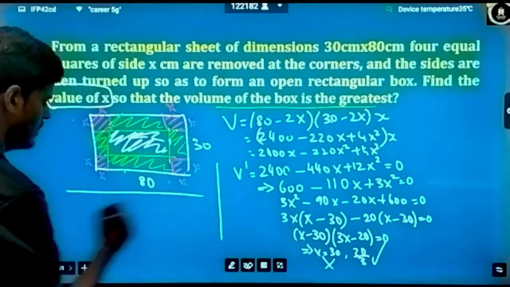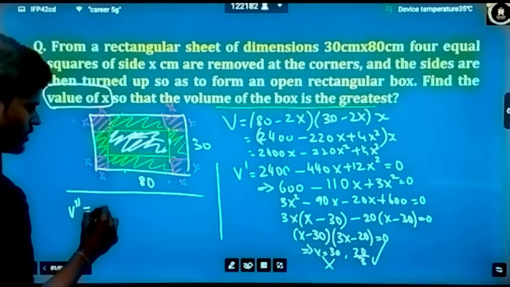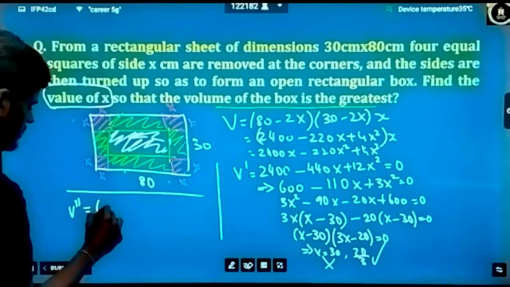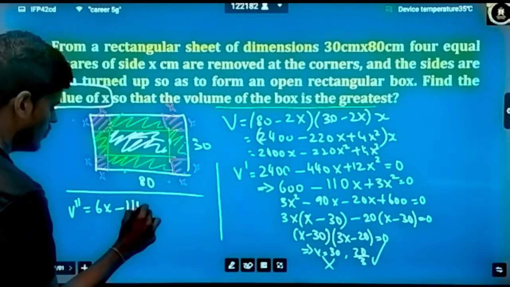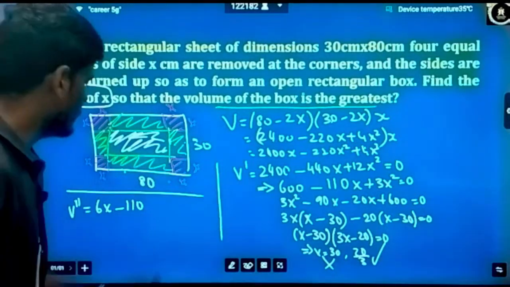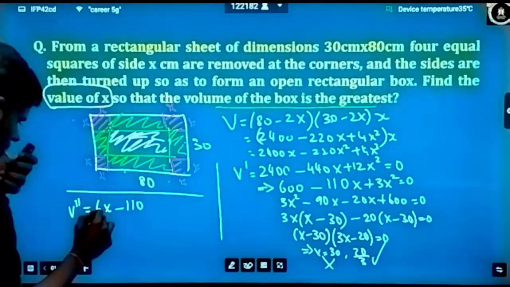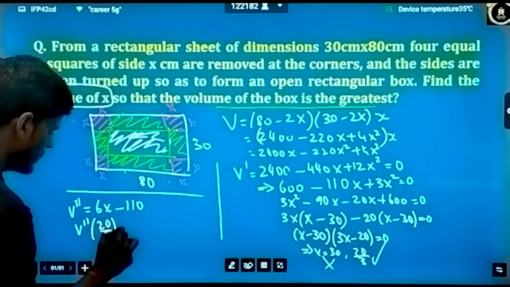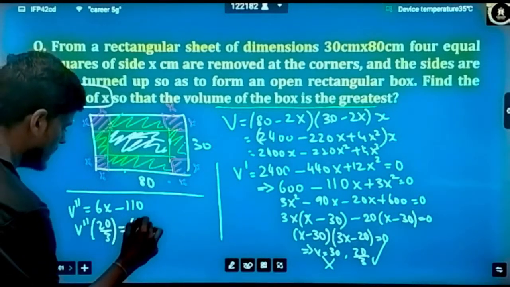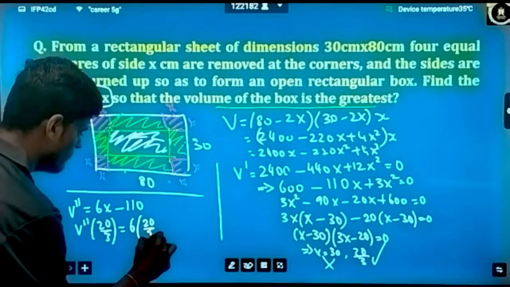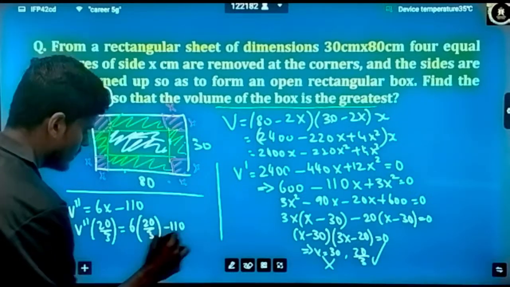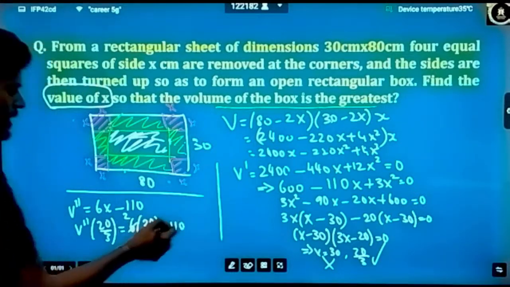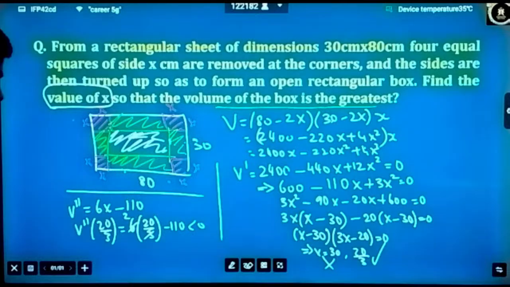I will do it here. V double dash is equal to 6x minus 110, and at 20 by 3 what is the value? At 20 by 3, v double dash at 20 by 3 is equal to 6 times 20 by 3 minus 110. This is actually 40 minus 110, that will be a negative number.